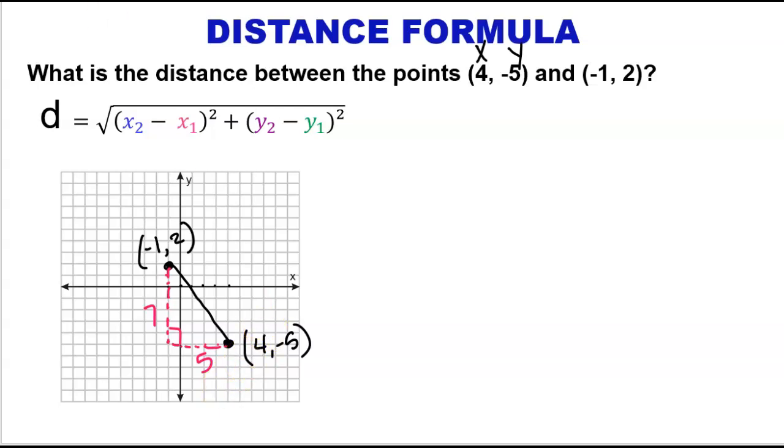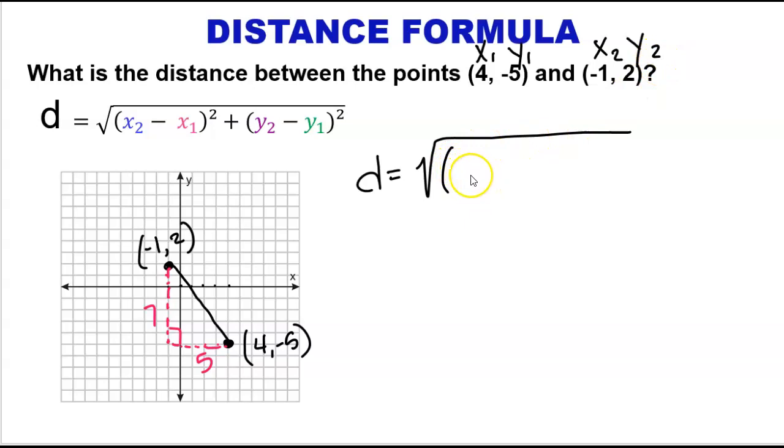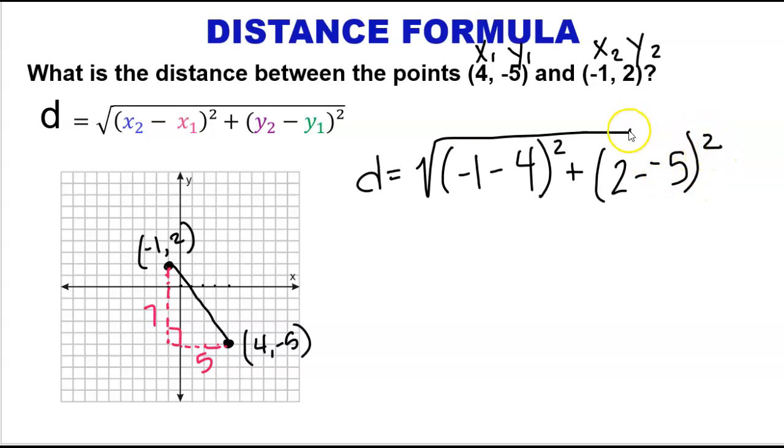While we're talking about this though, I'm going to go ahead and use the distance formula. Okay, so we have, oh, I didn't label these, did I? x1, y1, x2, y2. So our x2 is a -1 minus our x1, which is a 4. Close the parentheses, square it, plus, okay, we have y2, which is 2, minus our y1, which is a -5. Close parentheses, square it.